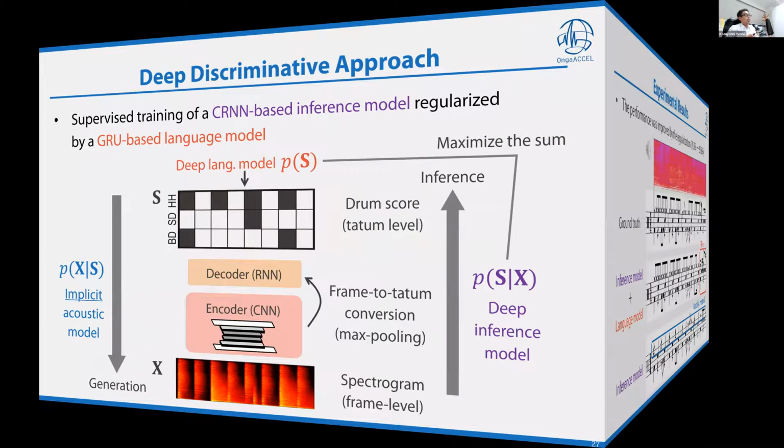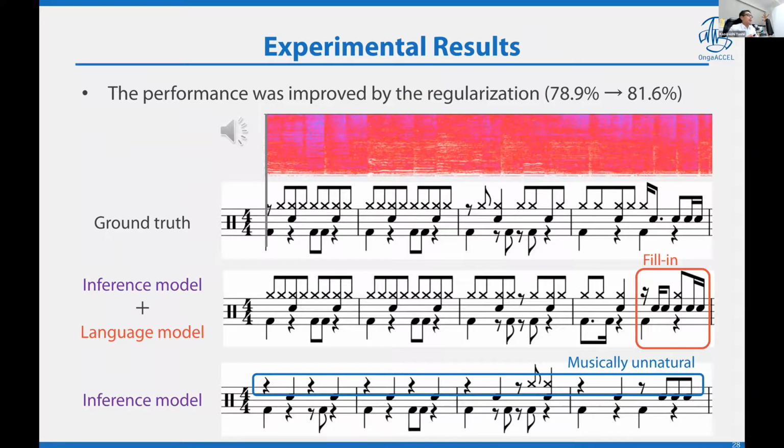Okay, so this shows the experimental results. The performance of drum transcription was improved by the regularization mechanism with the language model. Yeah, so using the language model-based regularization, we can output a stable drum score like this.